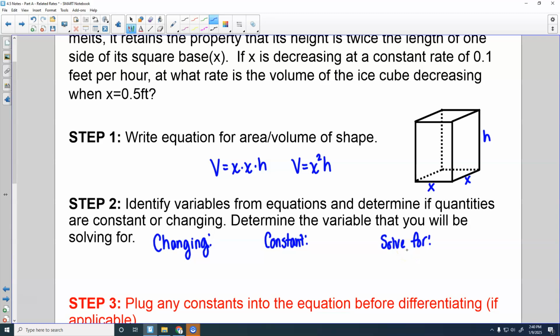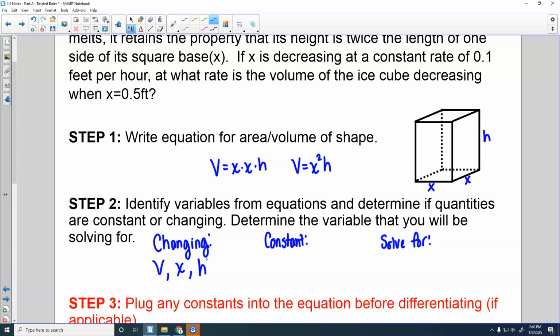Alright, so, is volume changing? Yes. Is X changing? Yes, because it's shrinking. Is H changing? Yes, because the whole thing's just shrinking. Alright, so all of your main variables are changing.